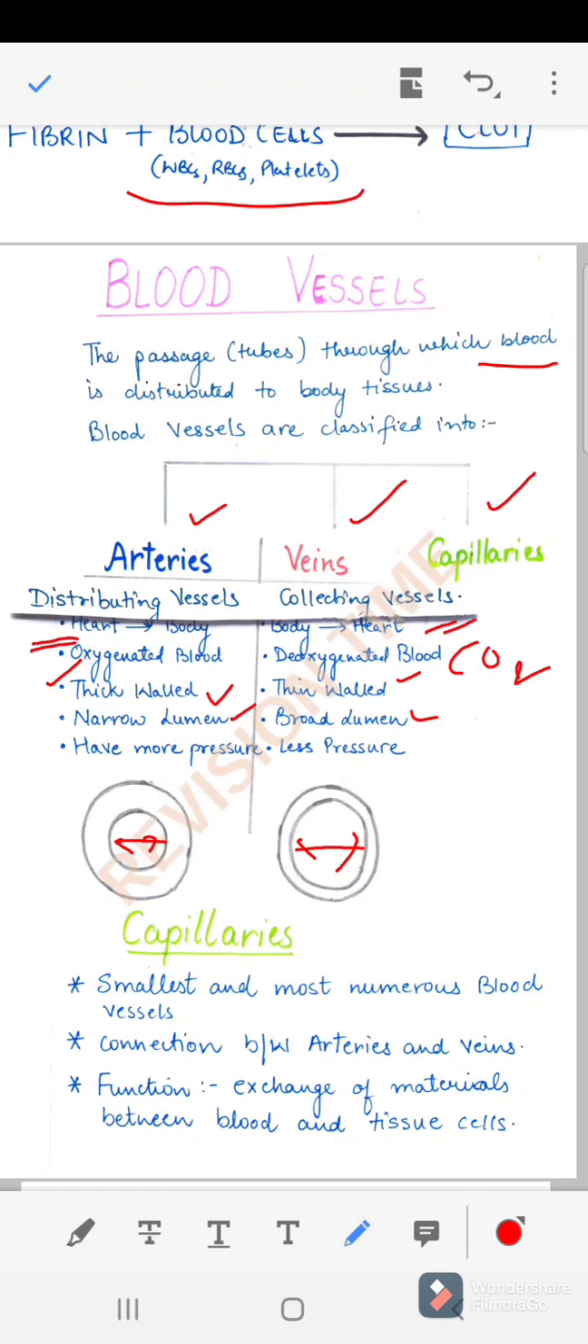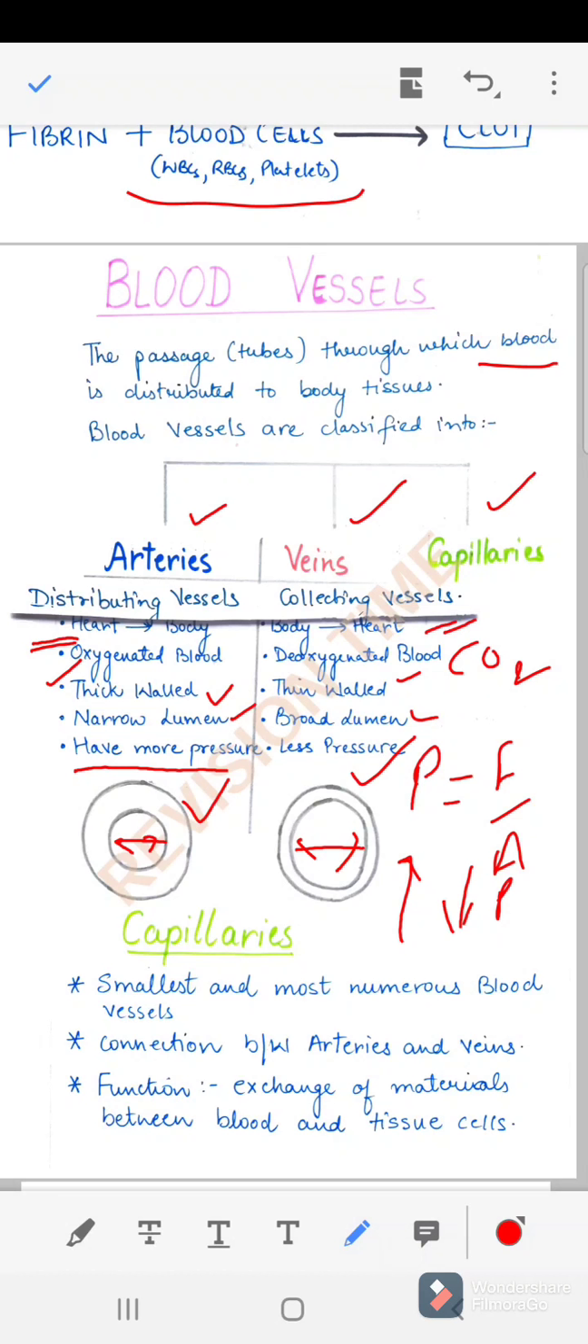So because of the narrow lumen, the arteries have more pressure, because we know that pressure is equal to force over area. More the area, less is the pressure, and less the area, more is the pressure. So here we have less area, hence pressure is more in arteries, and vice versa in the veins.